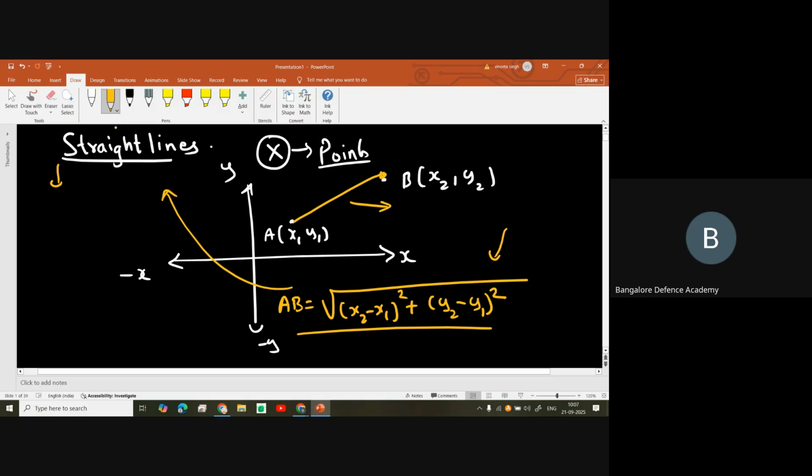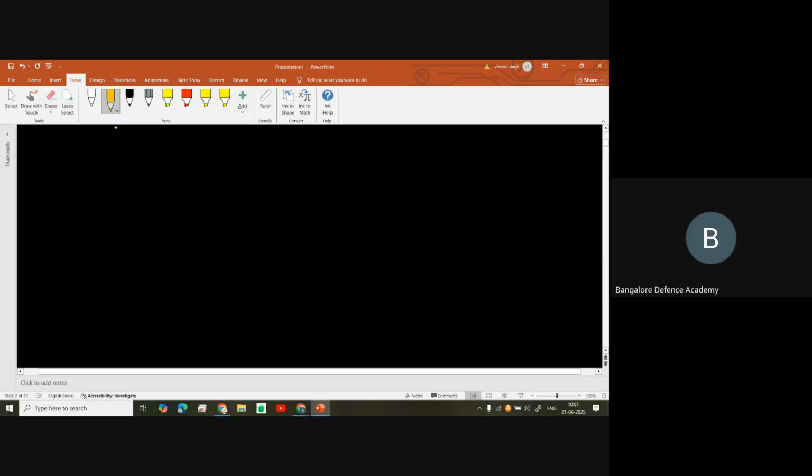Let us first do a few questions on it, one or two questions, and then we'll go and understand what this topic of straight line is. So the first question here, the distance formula: imagine the points are A and B, you can write down the formula, those who don't know, x2 minus x1 the whole square plus y2 minus y1 the whole square. This is the distance formula.